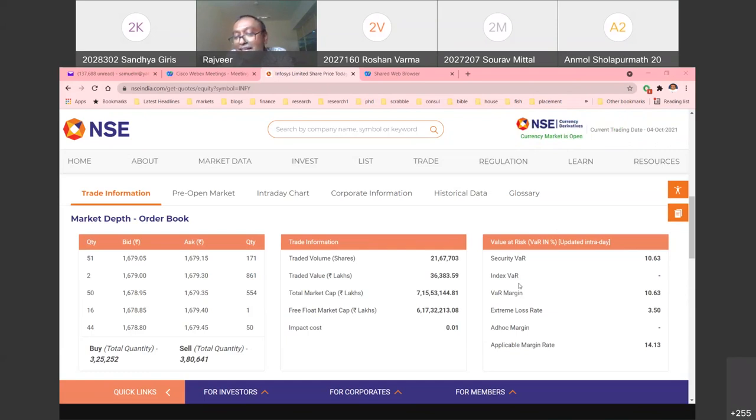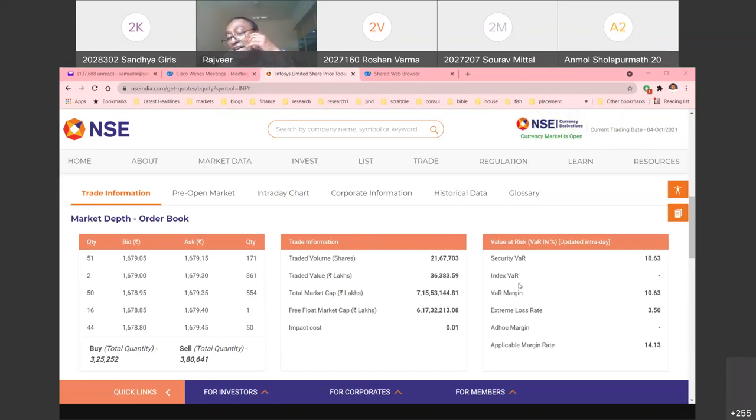There is something on the right hand side called security VAR. You see that, students? You may learn that in risk management, so I'm not going to touch much about that. It's just a risk management measure. It tells you how much the security can drop.